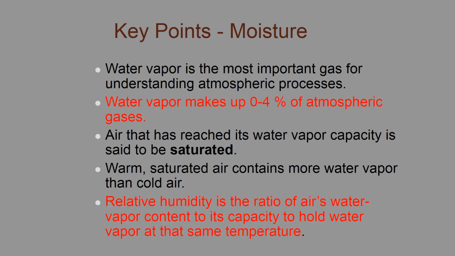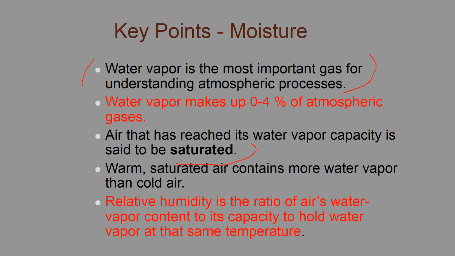So we have to understand about the moisture in the atmosphere. This will not take long. Again, everything is highlighted in red for you to help you understand. But water vapor is the most important gas for the understanding of atmospheric processes. So water vapor makes up to 4% of atmospheric gases.